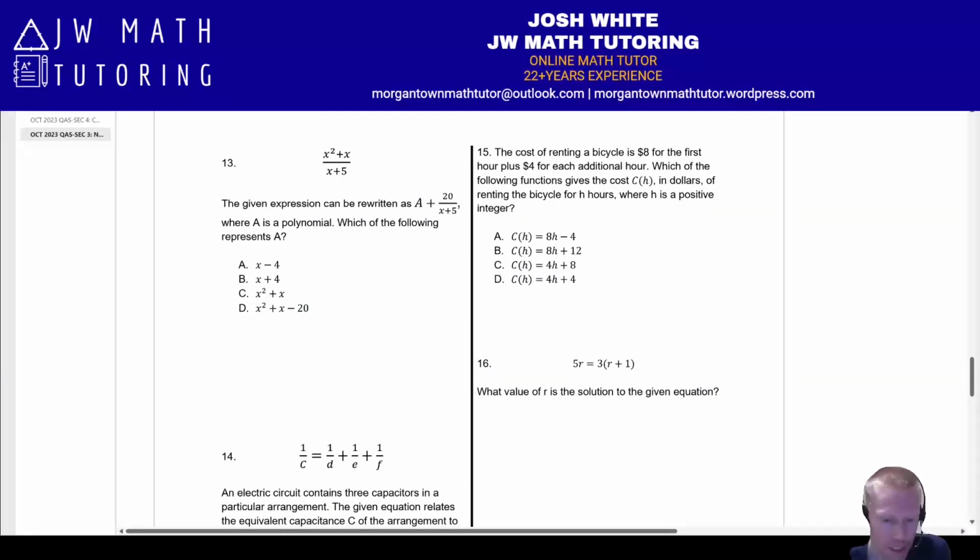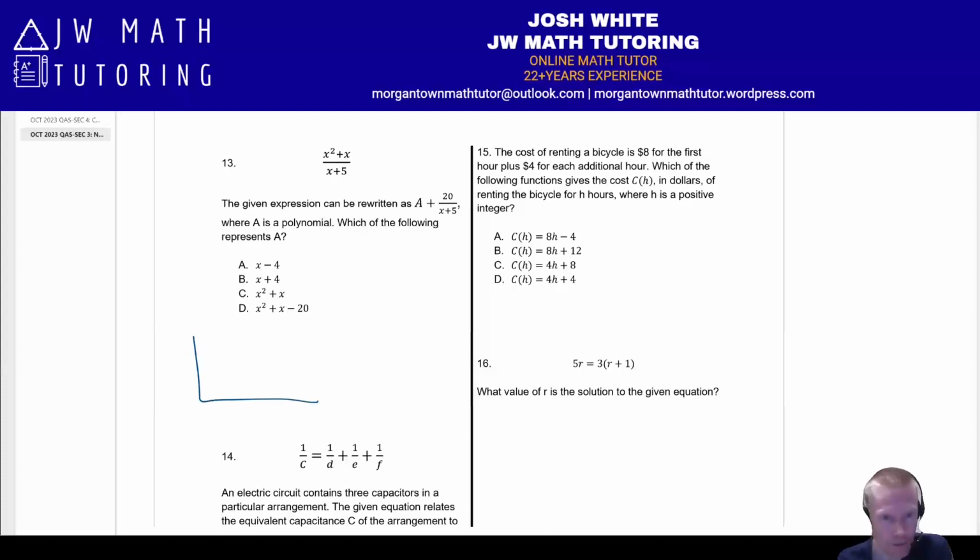All right, in 13, basically here you are taking this rational expression and you're doing division on it. You can either do synthetic division or long division. I'll probably just, I guess I'll show both.